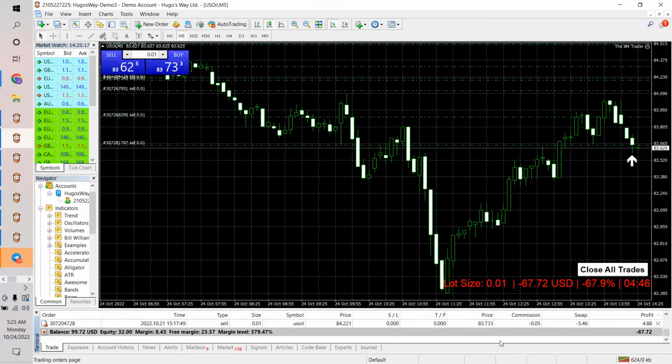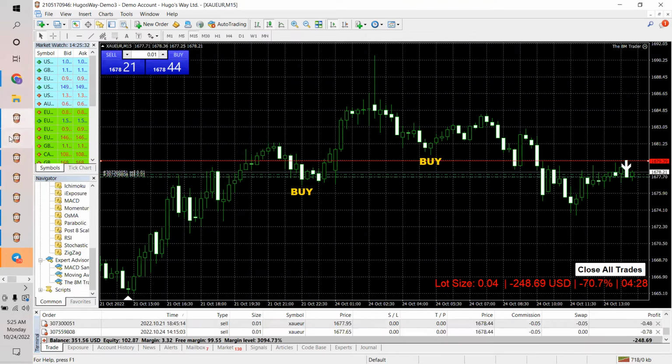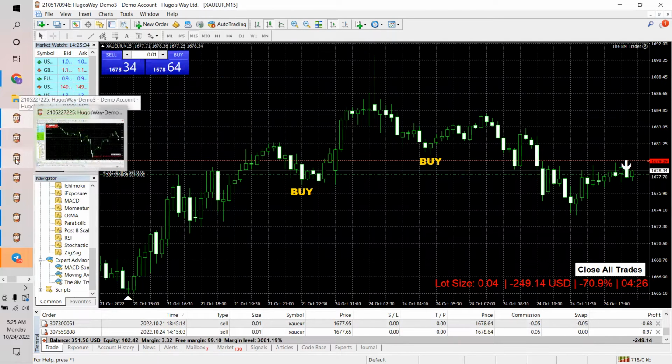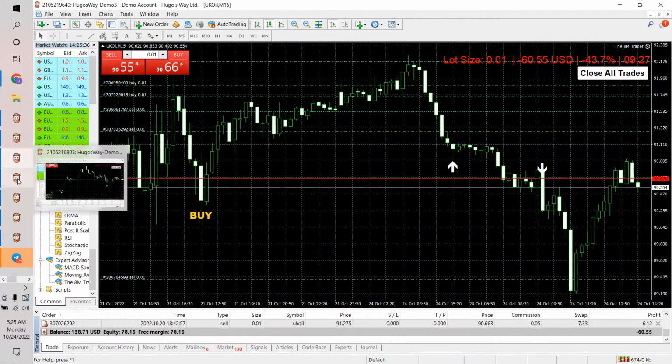So right now we're currently doing that with US oil at this particular moment. So we're going to go ahead and allow this particular trade to play out. So right now we are in one open buy trade for US oil, and we are in one open sell trade for gold versus euro at the moment.